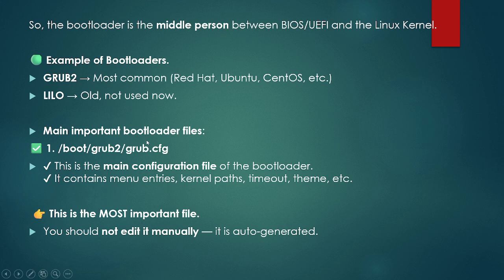Main important bootloader files. So here is /boot/grub2/grub.cfg. This is the main important bootloader file. This is the interview question. If someone asks you what is the main important bootloader file, so your answer is /boot/grub2/grub.cfg.